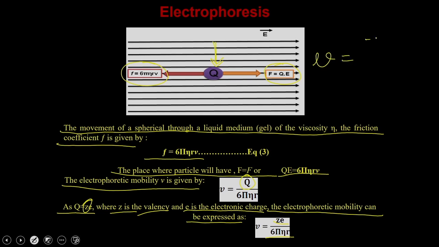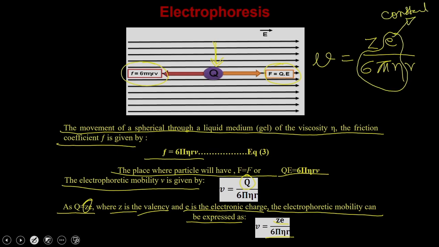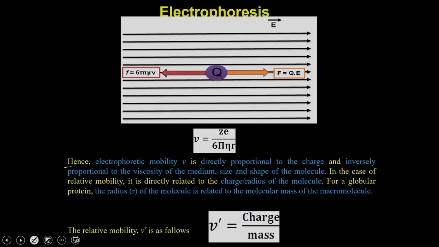What you see here is Ze by 6 pi eta R, and this component is a constant, which means it is not dependent on the molecule, so v is directly proportional to Z by R. Hence the electrophoretic mobility is directly proportional to the charge, and inversely proportional to the viscosity of the medium and the size and shape of the molecule.